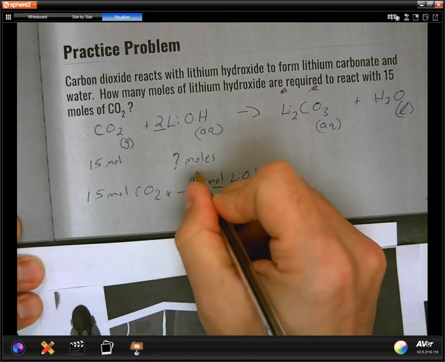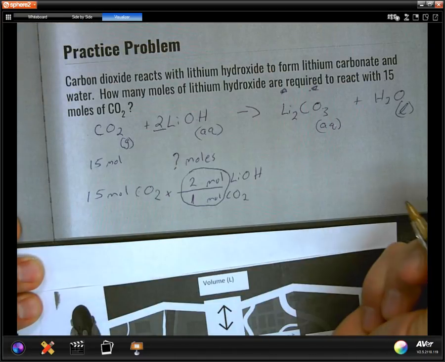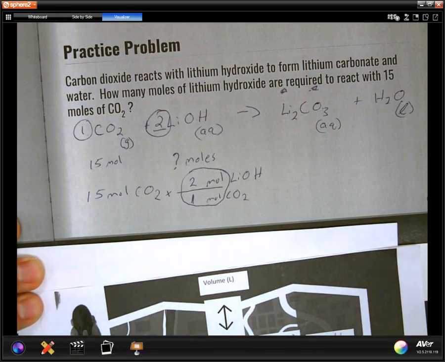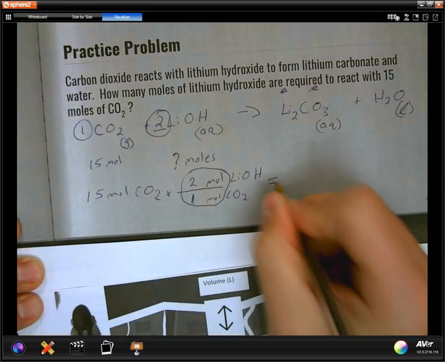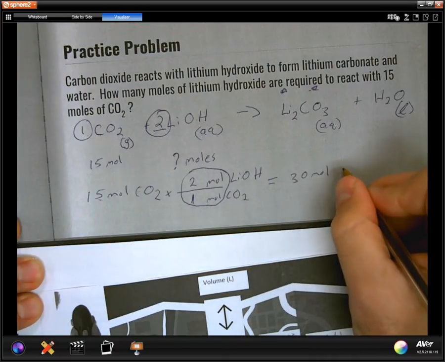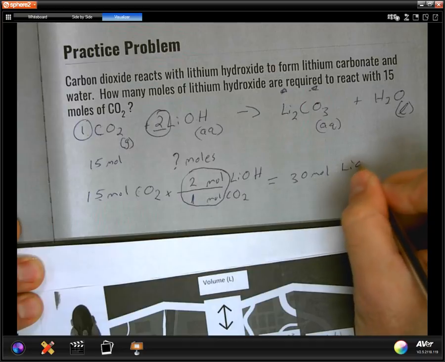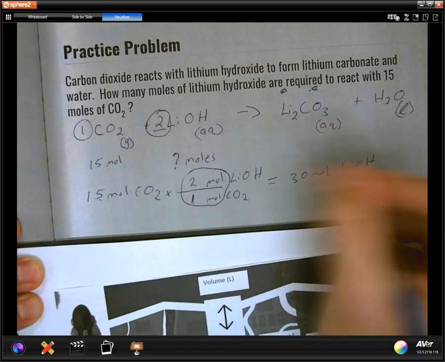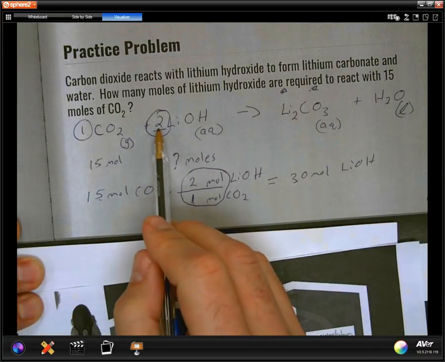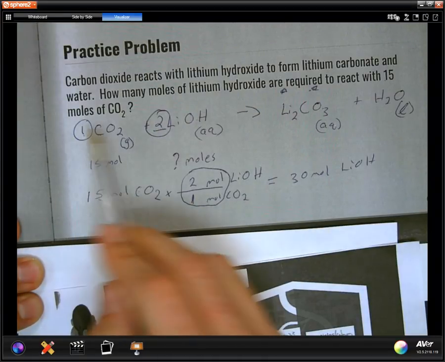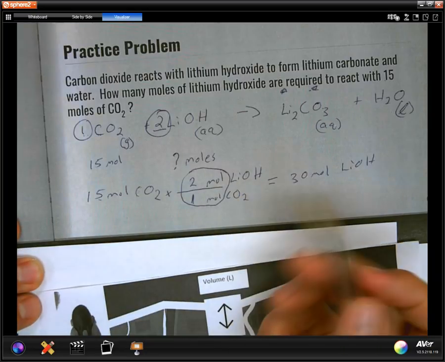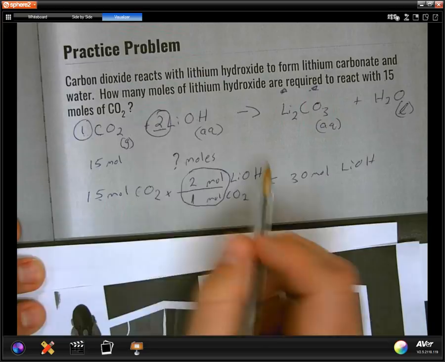So again, the only thing new we are learning right now is that this coefficient comes from these values. Got it? Now, put that in my equation, and I can simply see 2 times 15 means I'm going to need 30 moles of lithium hydroxide to react with 15 moles of carbon dioxide to make this reaction go. So again, it's just like the bread situation. You need 2 pieces of bread for every 1 piece of meat. Or in this situation, you need 2 molecules of lithium hydroxide for every 1 molecule of carbon dioxide.